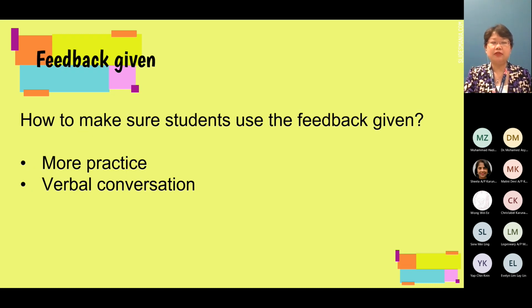So after they have done the formative assessment, how do we make sure that students use the feedback given? We get them to do class exercises, and after we have marked it, we give them back the marks, the paper, the exercise. But how do we make sure that the students actually look at what was marked, the feedback that was given? Any ideas?